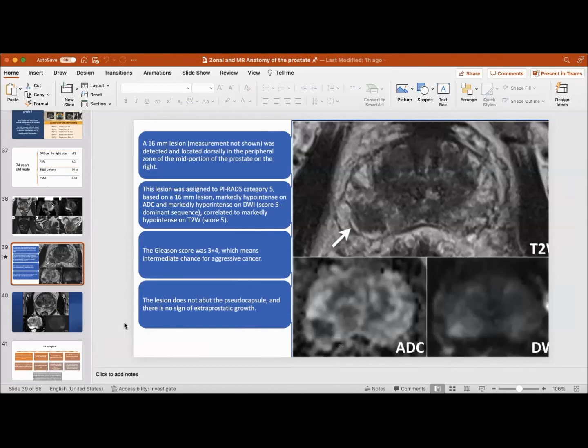Okay, so this patient was biopsied and he had a Gleason 3+4, which is intermediate risk prostate cancer. And there was no extracapsular extension. So options of management were discussed, and this patient actually underwent radiation therapy with hormones.